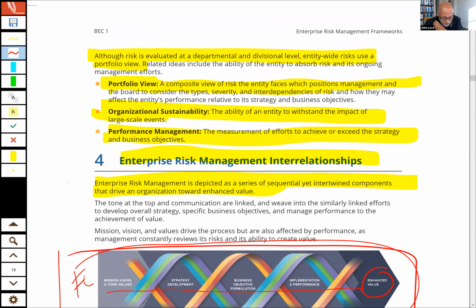Portfolio view is basically saying that even though you're going to be looking at opportunities in a functional aspect of the company, you need to bubble that up into the overall view of the entity. So it's unrealistic to think that if I do this in Department A, it couldn't also have an impact on Department B, right? So when you do a portfolio view, you need to consider how one area of strategy in one part of the entity, across a functional matrix approach, could affect another part of the business. So really it's the interdependency of risk and how they may affect the entity's performance. Okay. All right. Thank you.